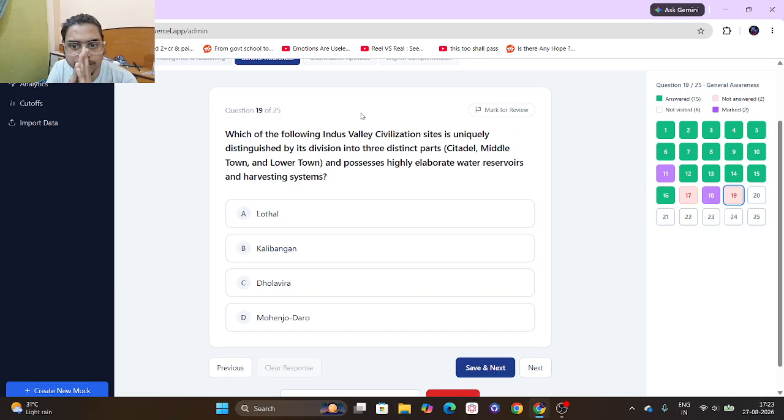Which one of the following Indus Valley sites is uniquely distinguished by its division into three distinct parts: Citadel, Middle Town, and Lower Town? Citadel, Middle Town, Lower Town, Dholavira. This I have studied. I have studied this a lot.